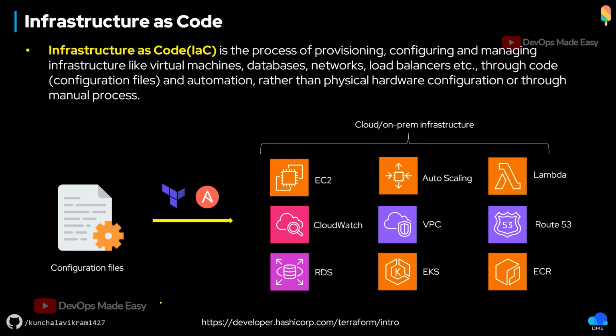So instead of manually provisioning them through UI or through SDKs or CLI tools, we basically configure these infrastructure resources through configuration files. So tools such as Ansible, Terraform, and other configuration management and IAC tools read these configuration files and deploy the needed infrastructure for us.